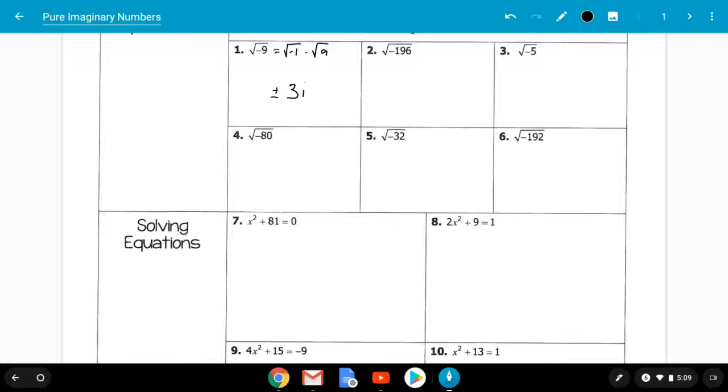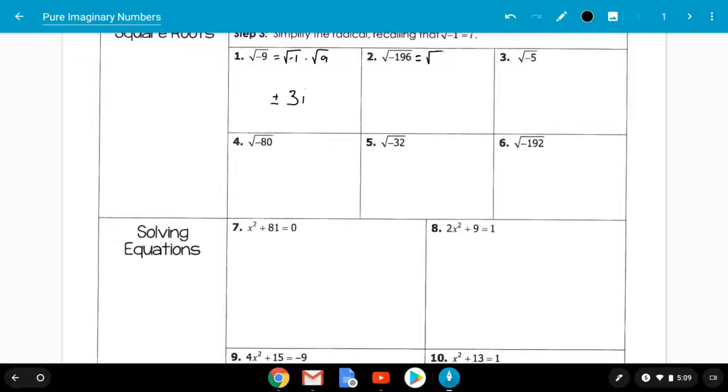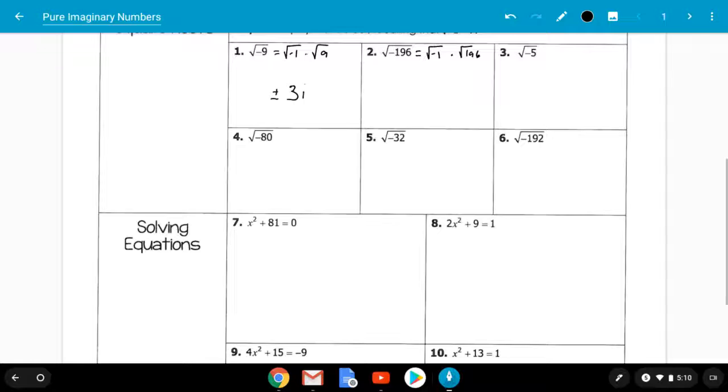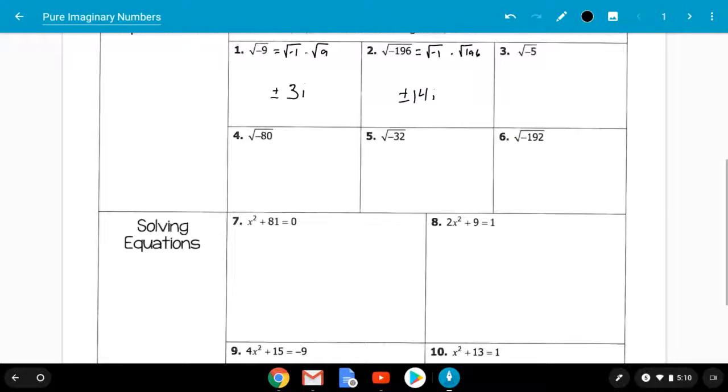Okay, so let's look at number 2. I have the square root of negative 196. Again, factor out a square root of negative 1, and then simplify the square root of 196. Well, the square root of 196 is 14, plus or minus 14. But then, since I factored out the square root of negative 1, there's an i at the end.